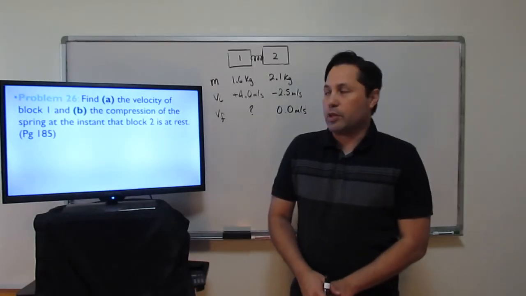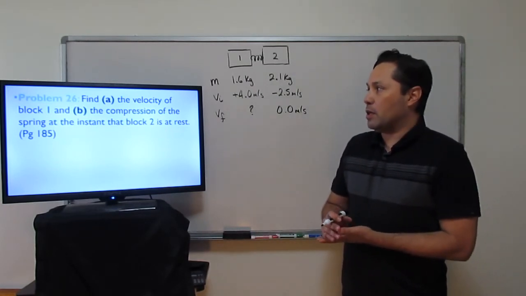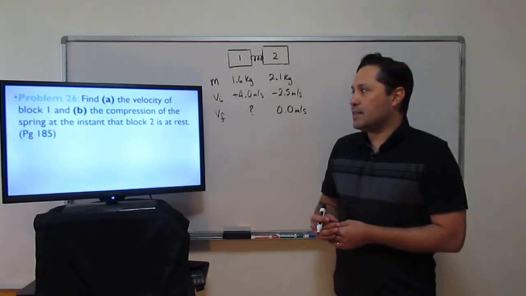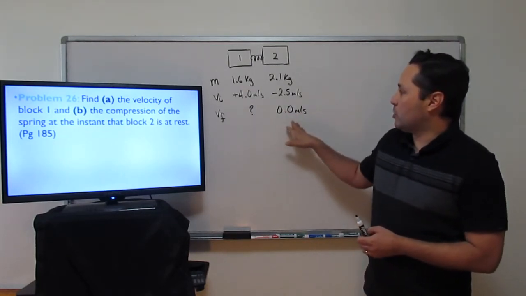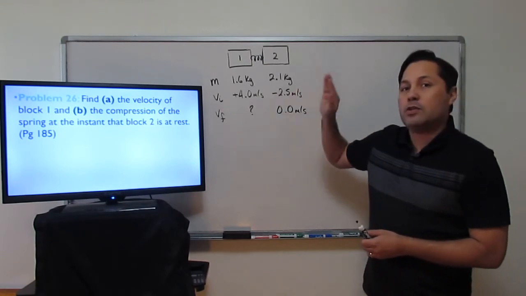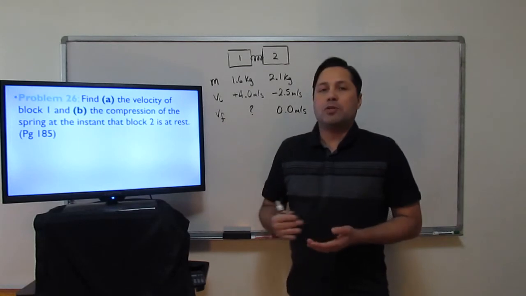In problem 26, we're asked, find A, the velocity of the block 1, and B, the compression of the spring at the instant that block 2 is at rest. So now the velocity of block 2 is 0, so we want to know first part A is find the velocity of block 1 and also part B, the compression of the spring.